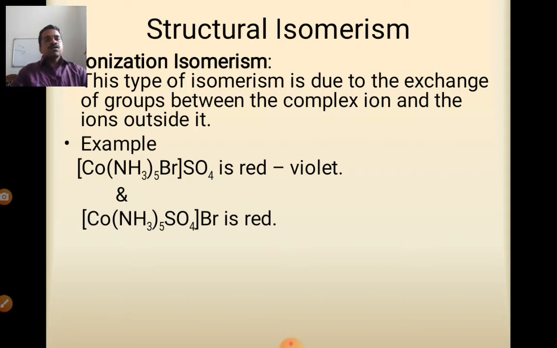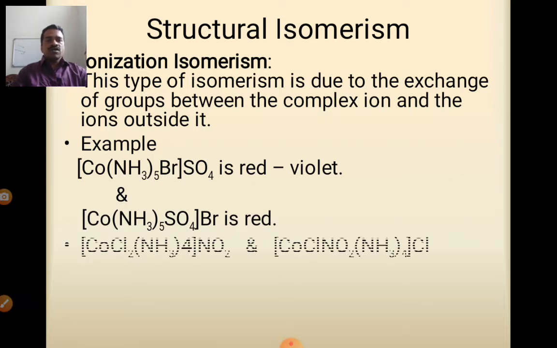Its isomer has bromide outside the coordination sphere and sulfate inside. When we dissolve this complex in a solvent, we get bromide ion and one complex ion. This is the only difference in the formation of ions. That's why they are called ionization isomers, and the phenomenon is called ionization isomerism. This is another example of ionization isomerism. In the first we get nitrate ion, and in the second we get chloride ion.